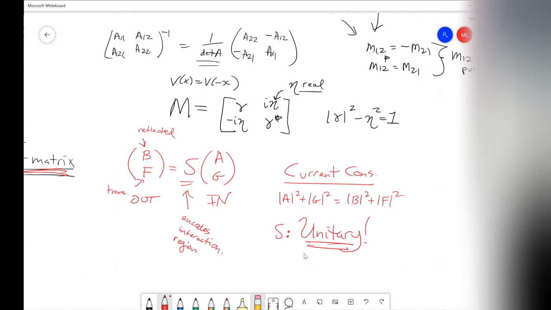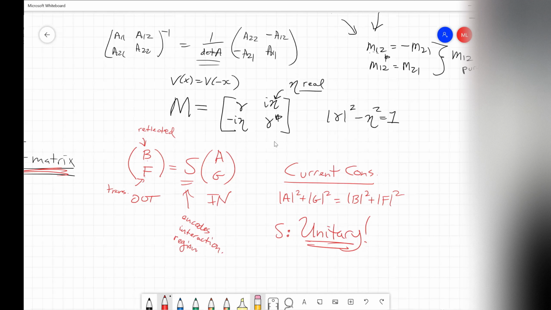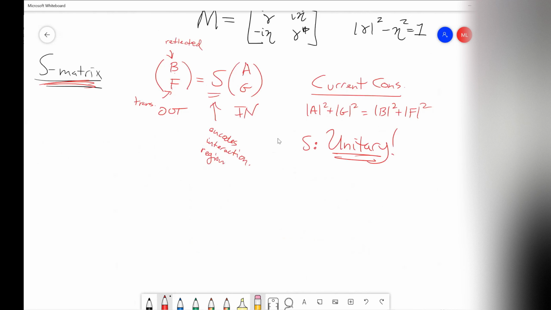And of course, in finite dimensions, it would be obvious. In infinite dimensions, it's a little work, but anyway, it's true that the S matrix is always unitary. And there's another thing. We can use the complex conjugation part. Remember that we used current conservation and the fact that psi star is a solution to the Schrodinger equation.